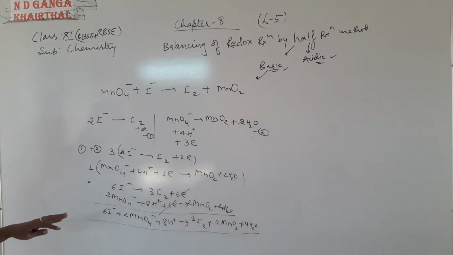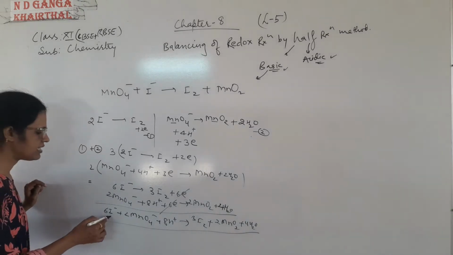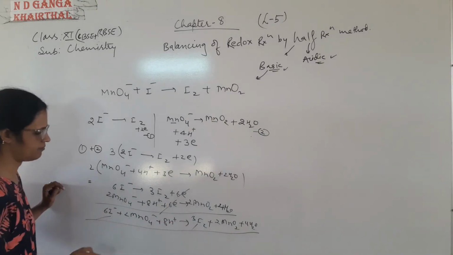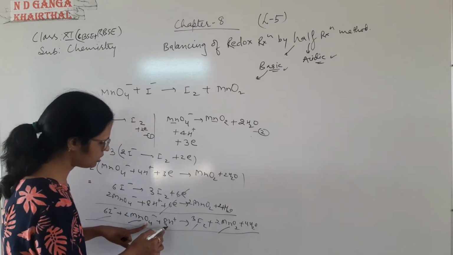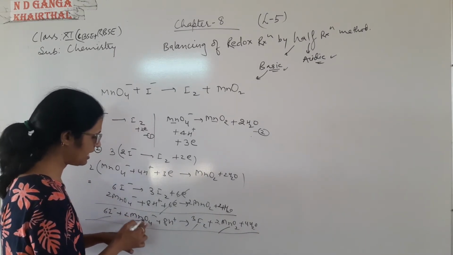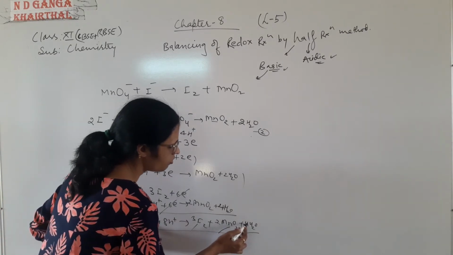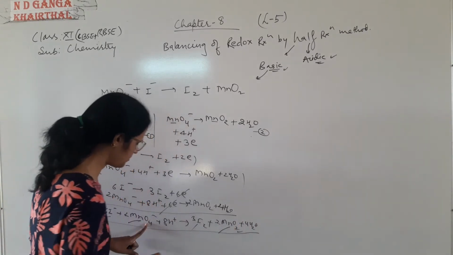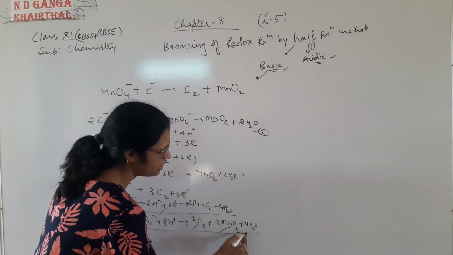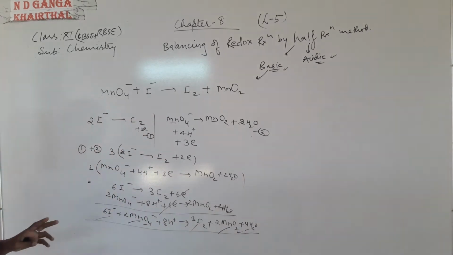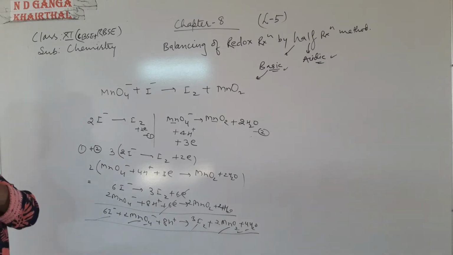Now we will check whether it is right or wrong. Here 6I, 6I, 2 Mn, 2 Mn, and oxygen: 8 on one side, 2 plus 4 which is 8 on the other side. So oxygen is balanced. Now 8 H plus and 4 times 2, which is 8 H. So in terms of atoms the reaction is balanced. Clear?